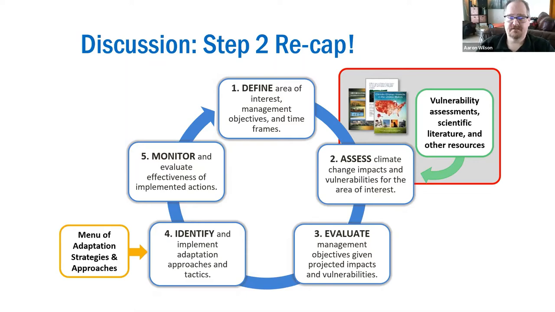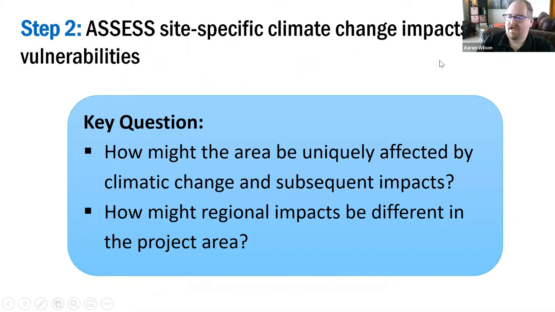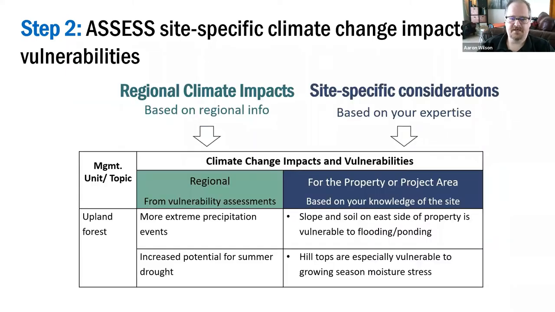And so if we look at the key questions that we were focusing on, it was these two here. How might that specific area that you're working in be uniquely affected by climate change and subsequent impacts? And how might the regional impacts be different, perhaps, in your project area, right? So we talked about this regional scale for vulnerability assessments, and then down to the property or the project area specifically. So this is really site-specific climate change impacts and vulnerabilities.